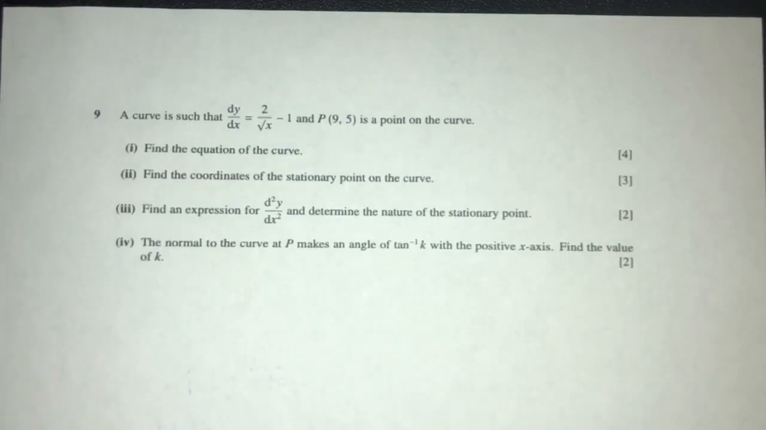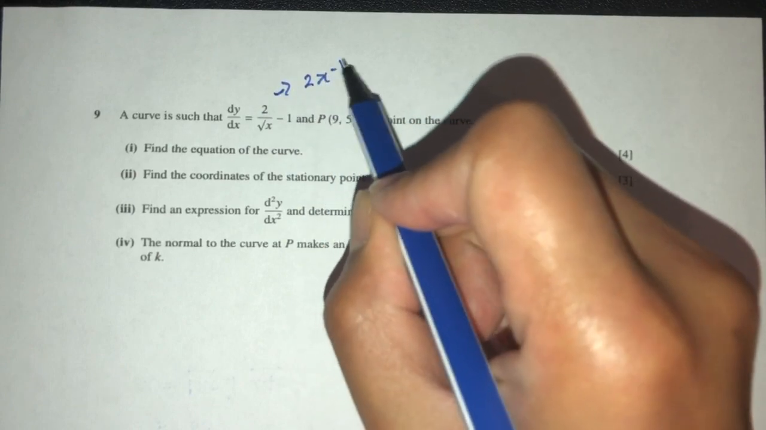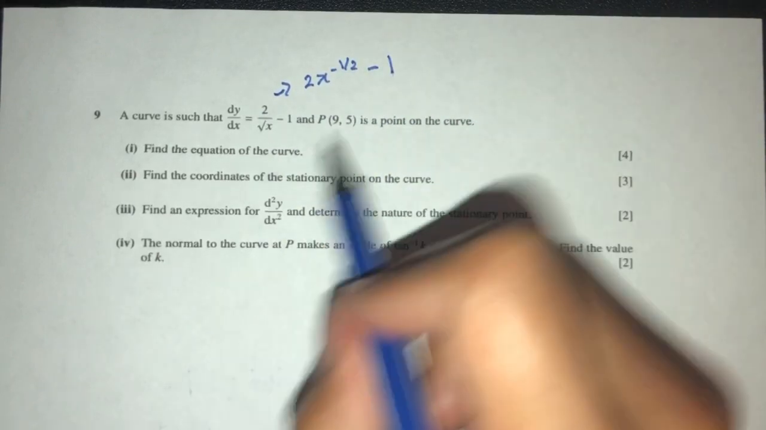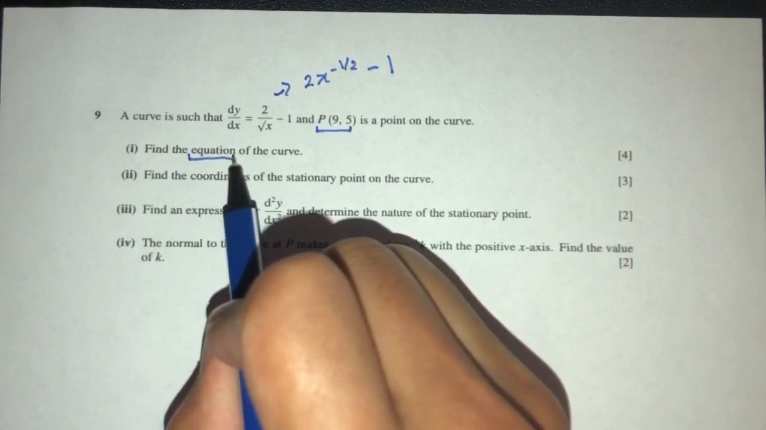Now let's move on to question number 9. A curve is such that dy by dx is given to you by this. Now what do I like to do? I like to rewrite the equation, so let's do this. This is also known as 2x power minus half minus 1. Now P is a point on the curve. Good. We have to find the equation of the curve, which is y.